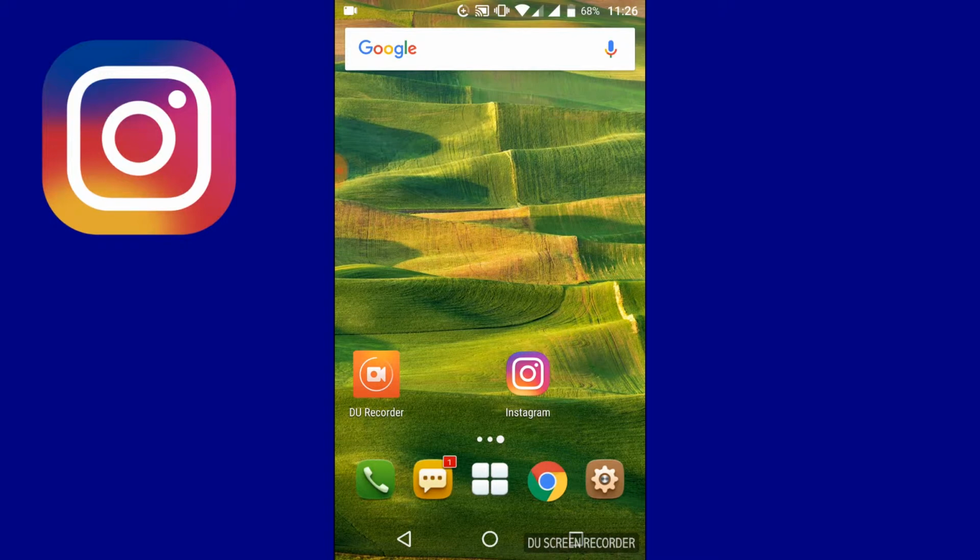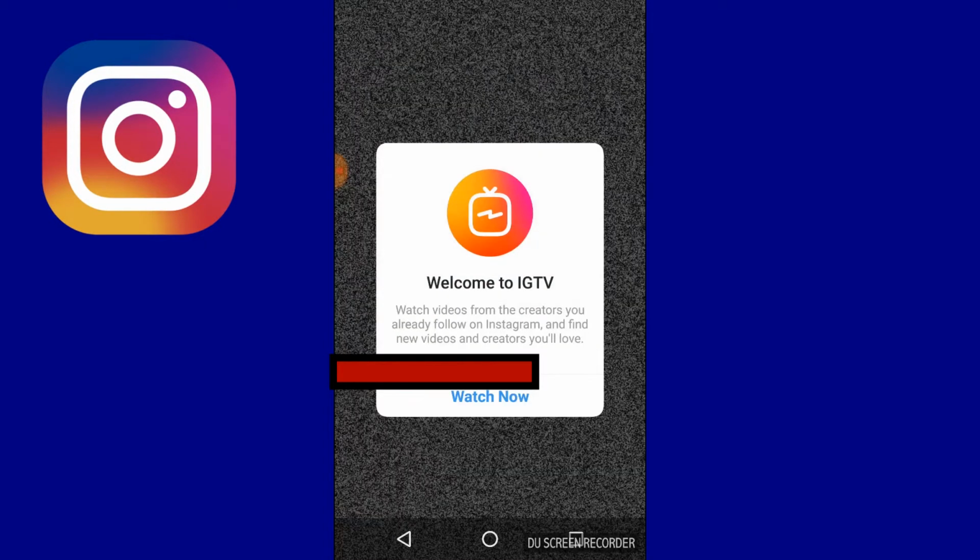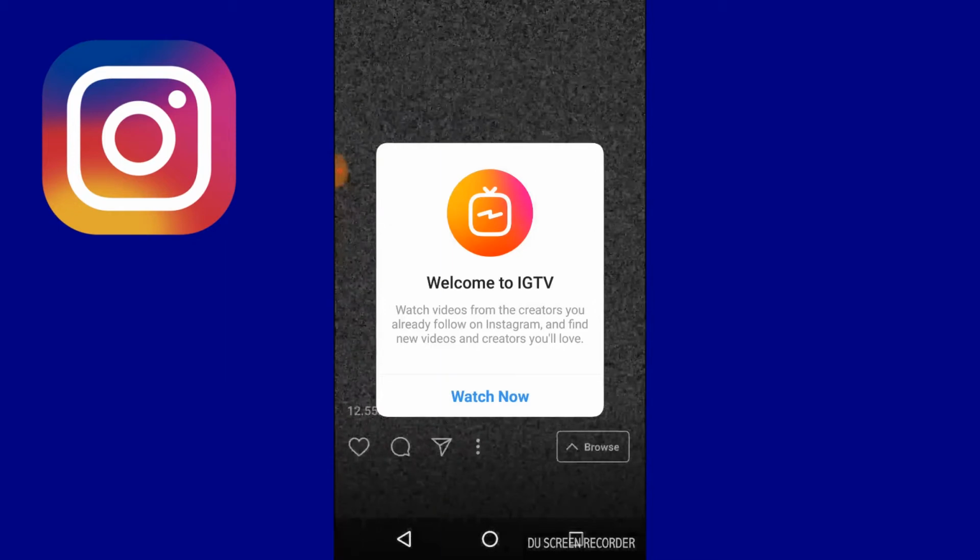Okay, let's start by tapping on the Instagram icon. Okay, Instagram is on. Now, as you can see on the top right hand corner, there are two icons, one paper plane icon and a TV icon. Let's tap on the TV icon. Okay, the TV icon takes us to IGTV.